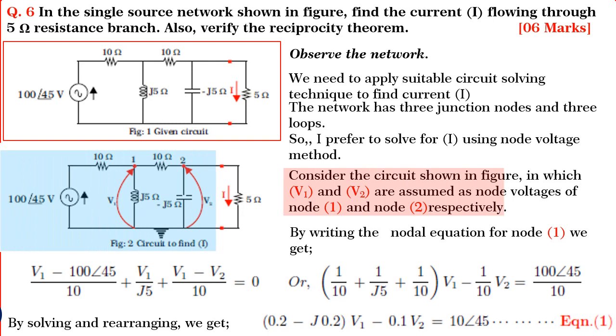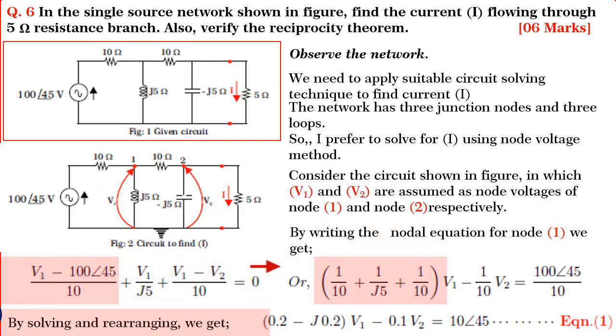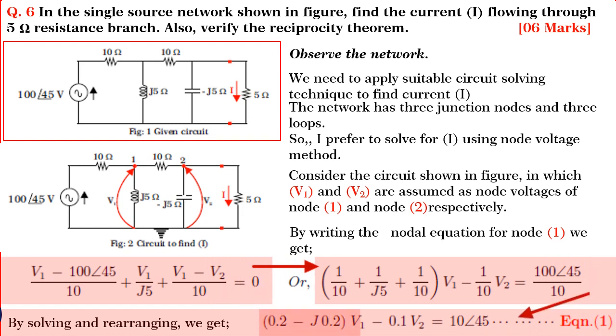Consider the network shown in figure in which V1 and V2 are assumed node voltages of node 1 and node 2 respectively. By writing the nodal equation for node 1, we get (V1 minus 100 angle 45) divided by 10 plus V1 divided by J5 plus (V1 minus V2) divided by 10 is equal to 0. By rearranging and solving, we get (0.2 minus J0.2) V1 minus 0.1 V2 is equal to 10 angle 45.